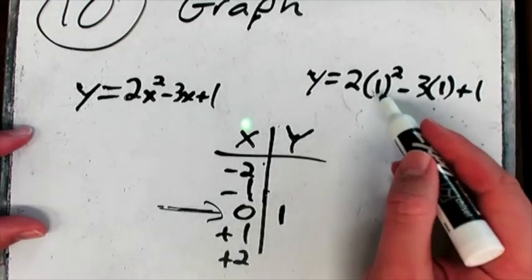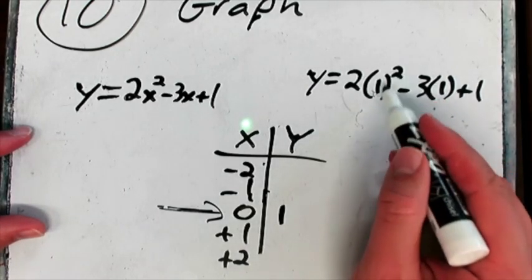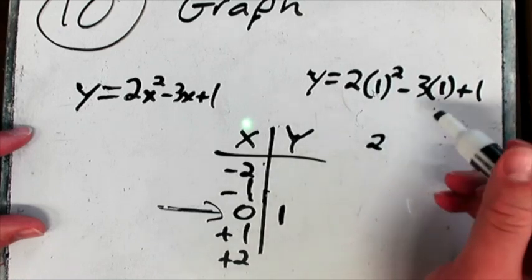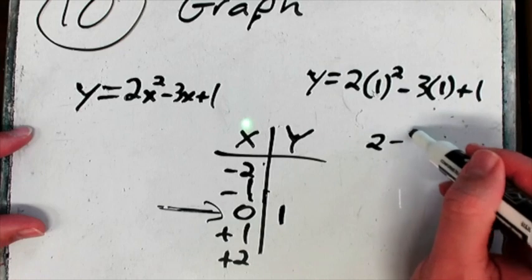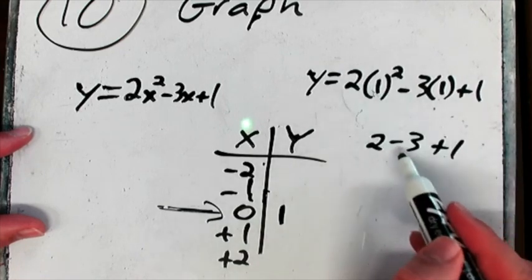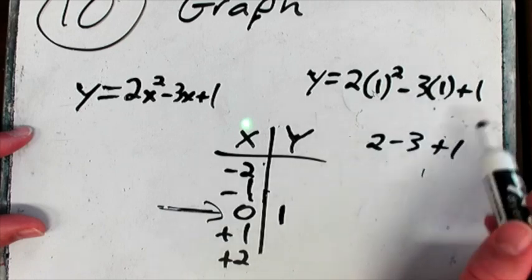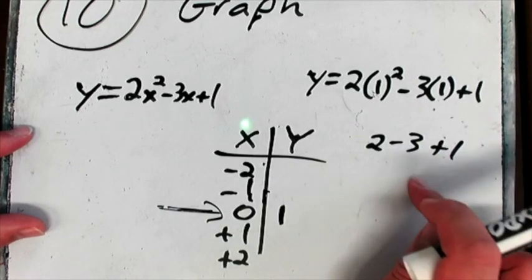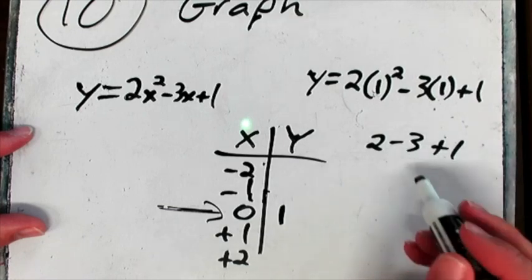So 1 squared is 1. 1 times 2 is 2. Then minus 3 times 1, which is 3, plus 1. I got 2 minus 3 plus 1. 2 minus 3 is minus 1. Then plus 1 is 0.